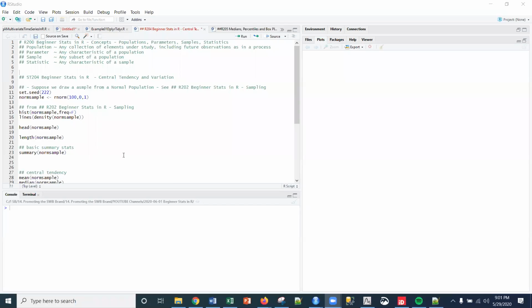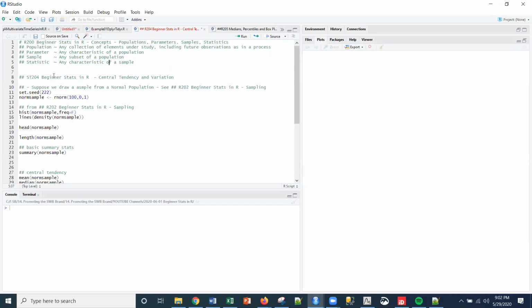So I'm continuing my little series on beginner stats in R, starting with very basic stuff. Hopefully you were with me on what I called R200, beginner stats in R concepts, populations, because it is so important to understand the difference between a population parameter, a sample, and a statistic, and then how those are used in both descriptive statistics as well as inference. So I'm going to continue on with those definitions.